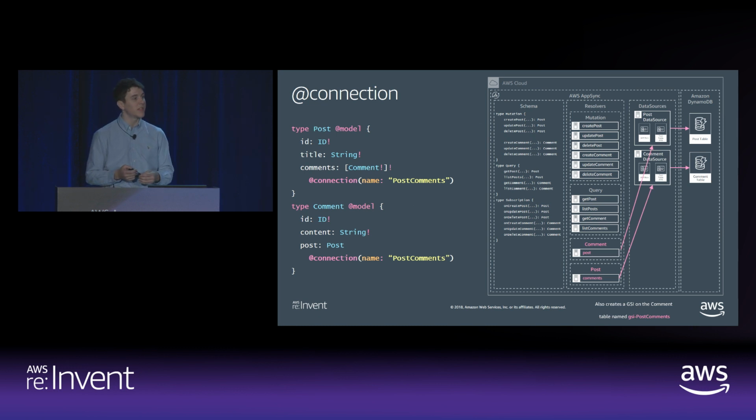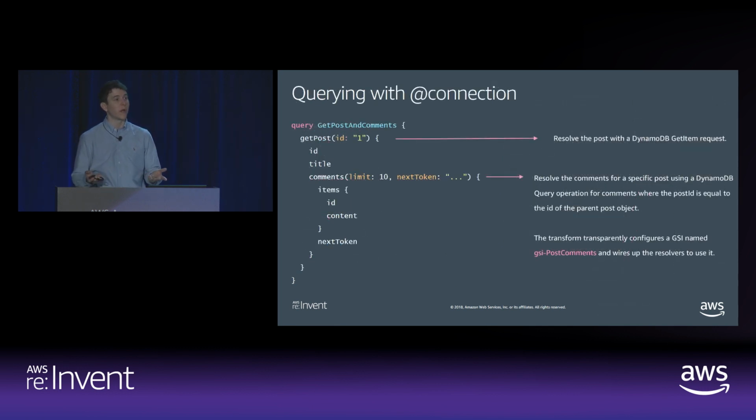So what that's going to do is it's actually going to create a GSI on the comment table where the hash key is the post ID, and then it's going to implement the query field resolver on the post comments field, and then the inverse, it's going to implement the get item resolver on the comment post field. With this, that's all you have to do. You click push, and you've got it.